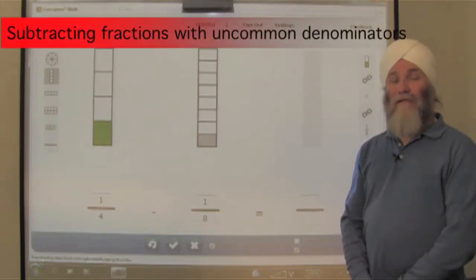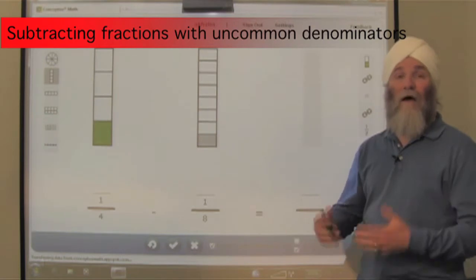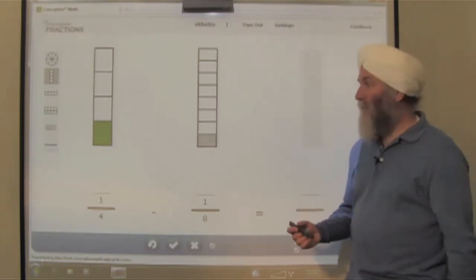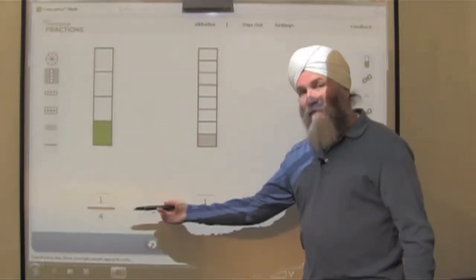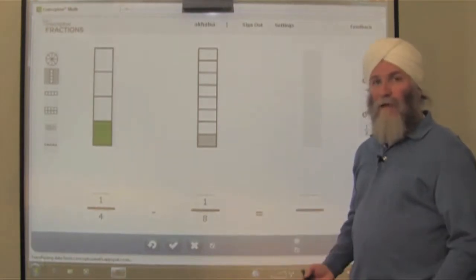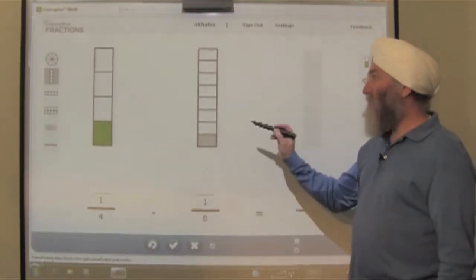We're going to be subtracting fractions, and these fractions have different denominators. They have uncommon denominators. So we have 1/4 minus 1/8. How are we going to solve this problem? Well, we can start with the models.